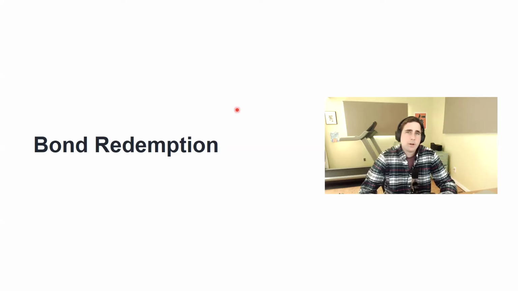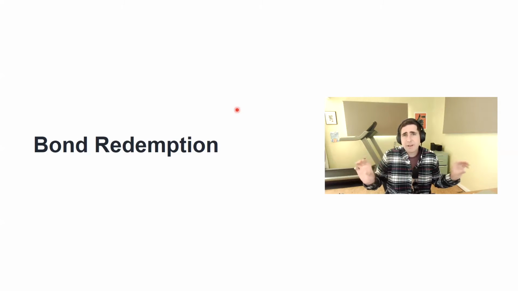Okay, in this one, we're going to talk about how to account for a bond redemption. What is a bond redemption? A bond redemption is when a company, let's just say, doesn't want to make those coupon payments anymore. They don't want to wait for the maturity date. They don't need this cash right now. We're just going to redeem all these. We're going to pay all of these investors who hold our bonds, and we're going to redeem them all.